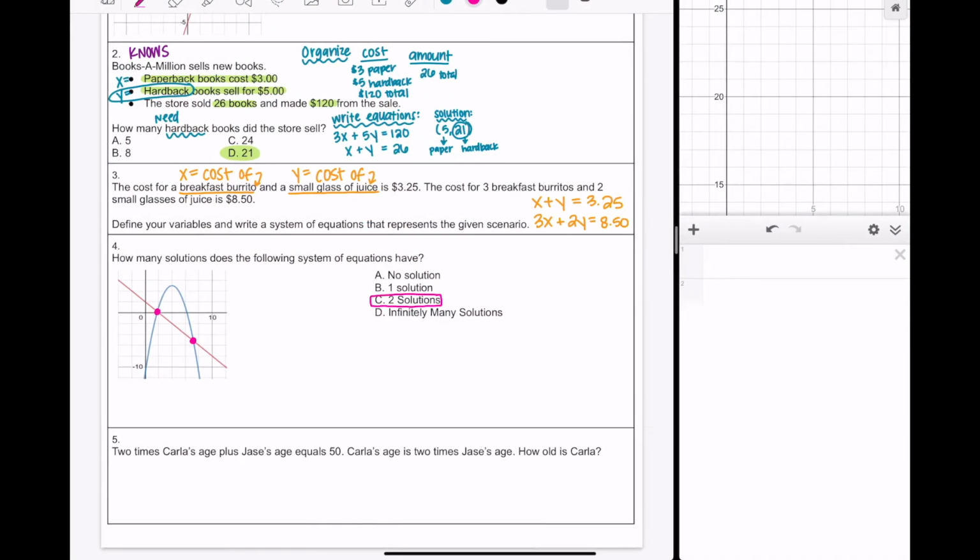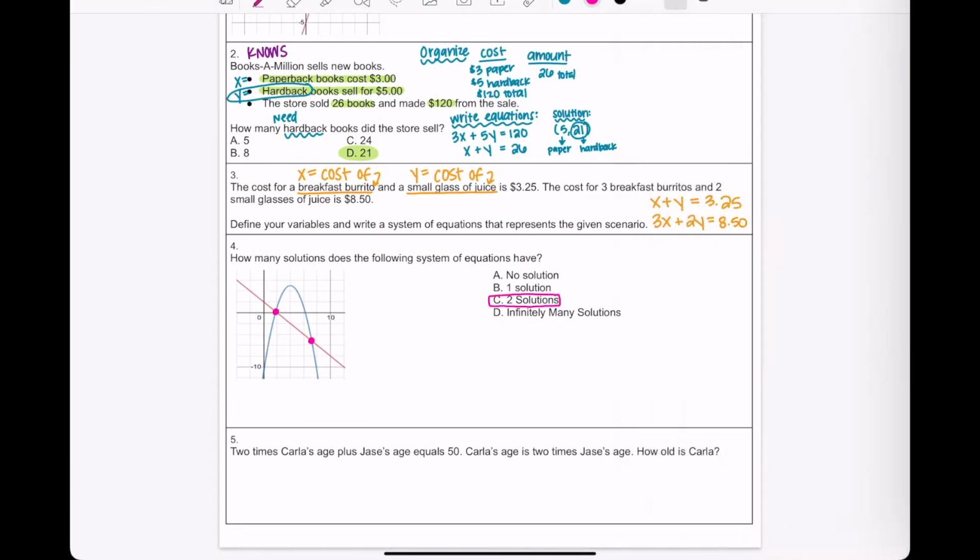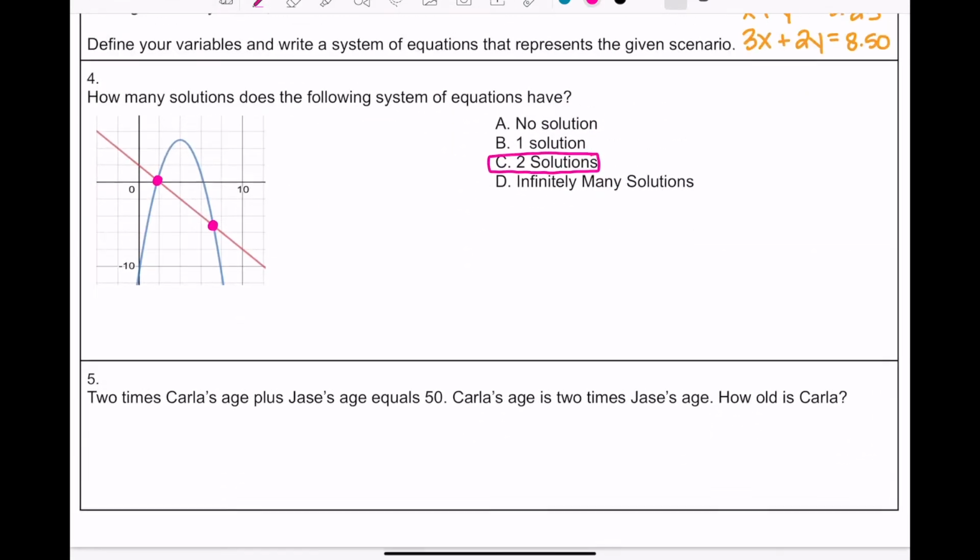All right, now number 5. I'm going to move this out of our way so I can zoom in some. Okay, 2 times Carla's age plus Jace's age equals 50. Carla's age is 2 times Jace's age. How old is Carla? Okay, so what we know is pretty much everything that's written here.